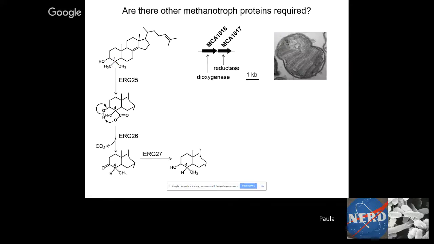But we were wondering if potentially there were other proteins involved in this demethylation. And the reason we were wondering that is because if you look at the mechanism in yeast, to demethylate actually requires 3 proteins, right? And we only have 2. And so there was the potential that there were yet other proteins that were necessary for this function.